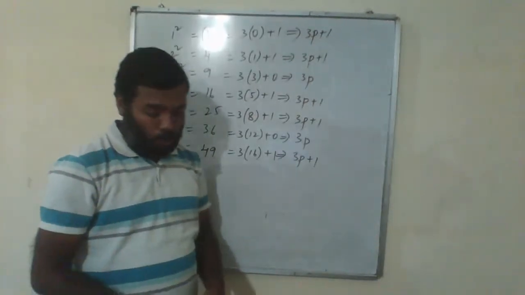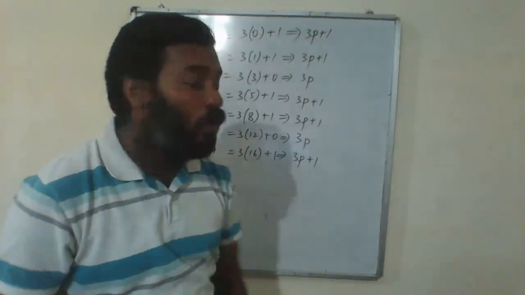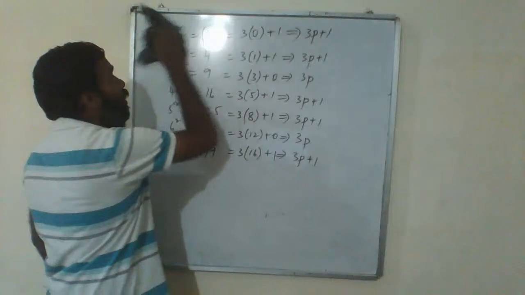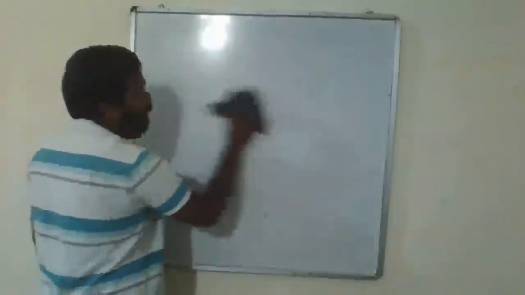This is how we can show that the square of the positive integer is of the form 3p or 3p plus 1 by using Euclid's division algorithm. I hope everyone has understood this concept and these problems.